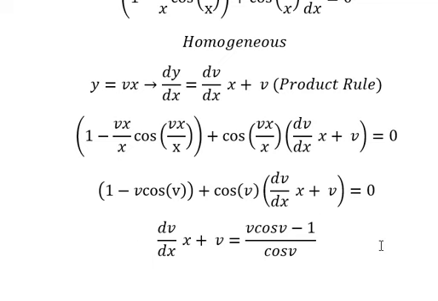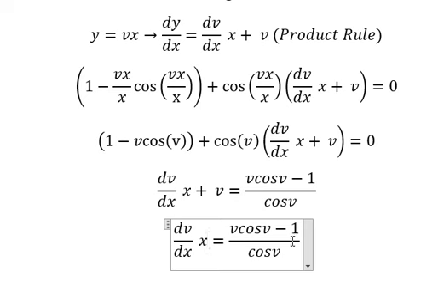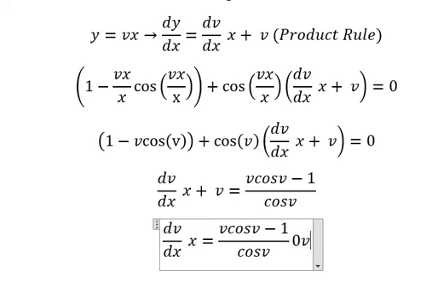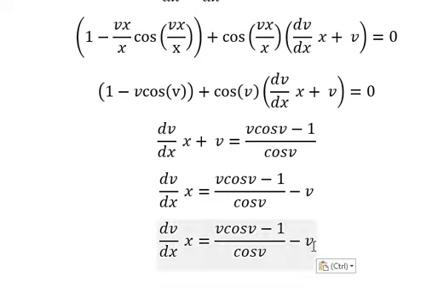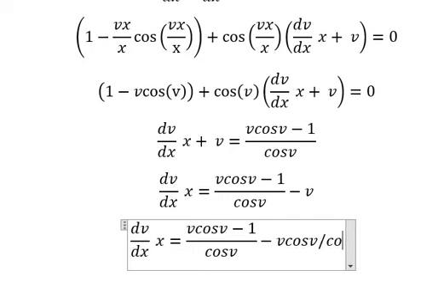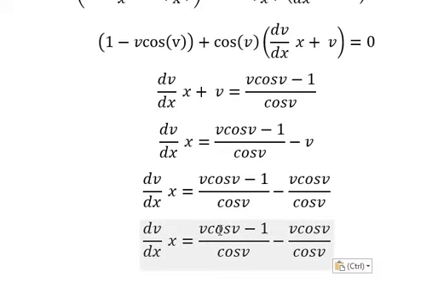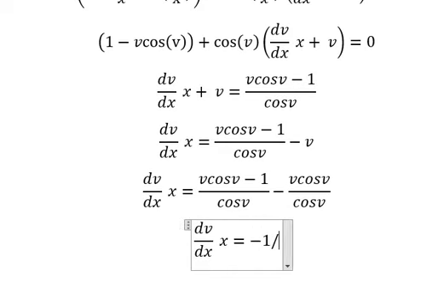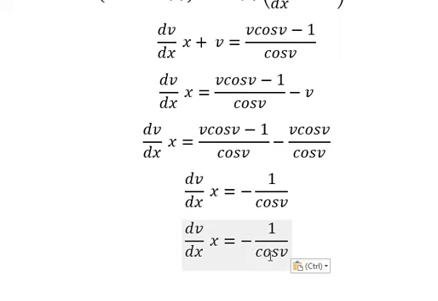Next, I will put v to the right. So we have negative v. Now we can do common denominator. So we simplify v cosine v. Cosine v goes to the left, dx and x go to the right.